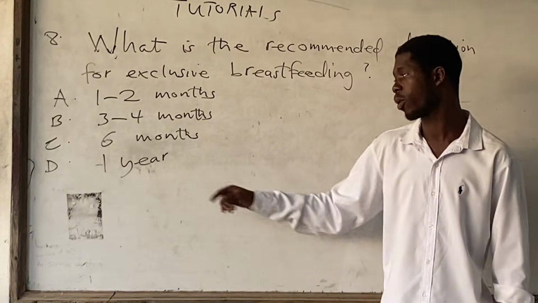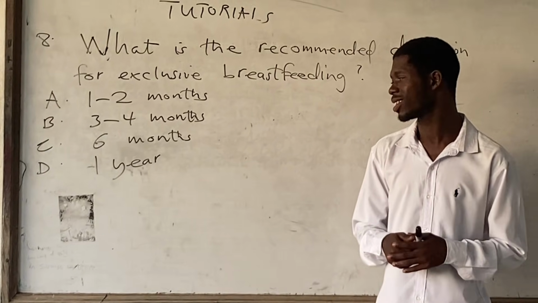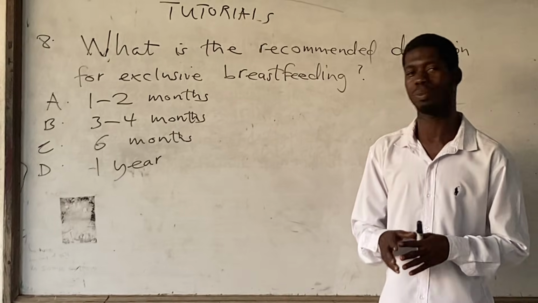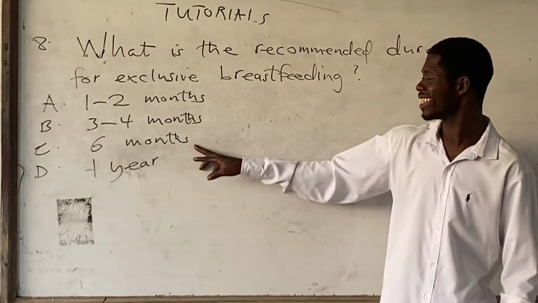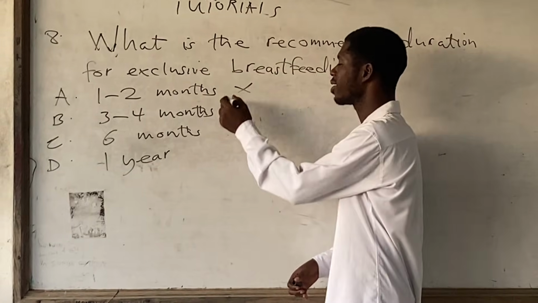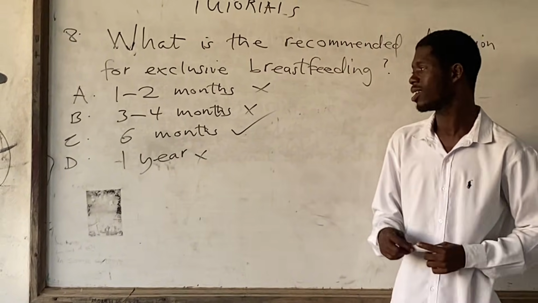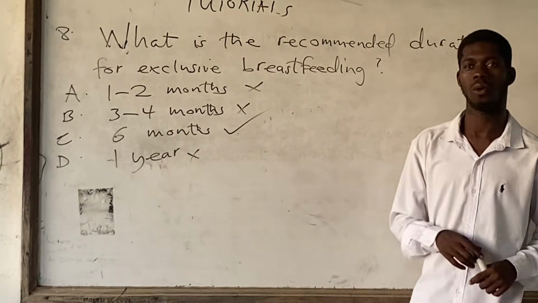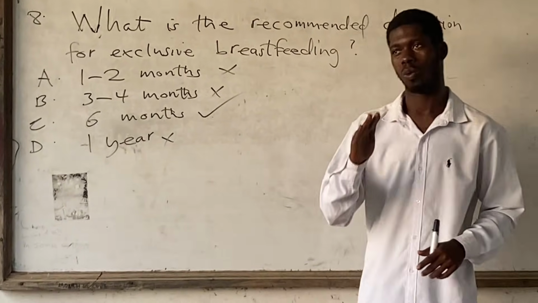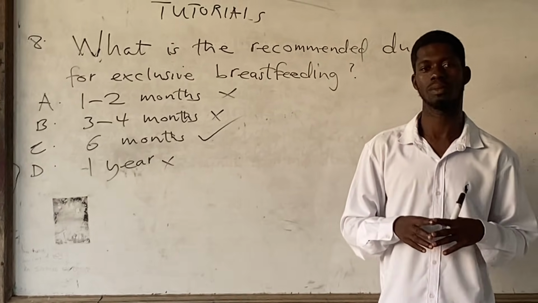By the time the child is 1 year, the child is old enough to use something else. C is saying 6 months, so that's the right answer. The duration for breastfeeding is 6 months. That's the duration for breastfeeding.